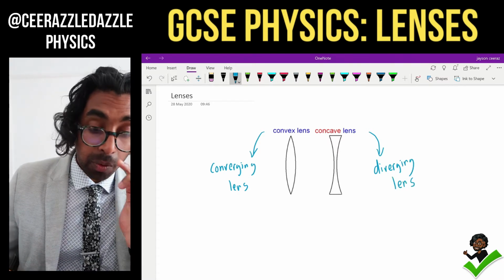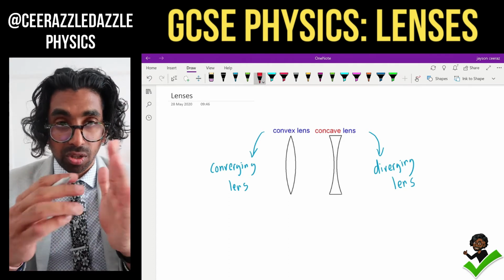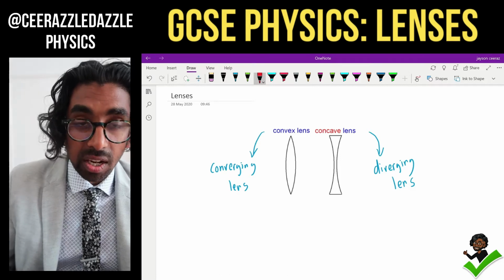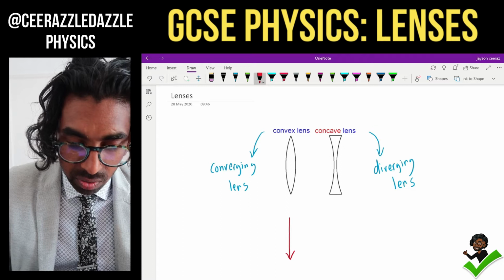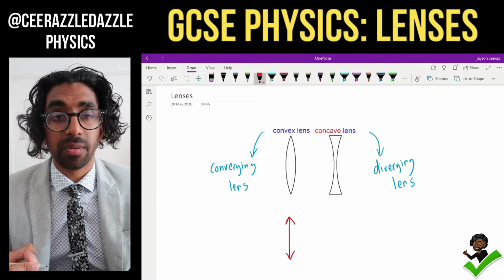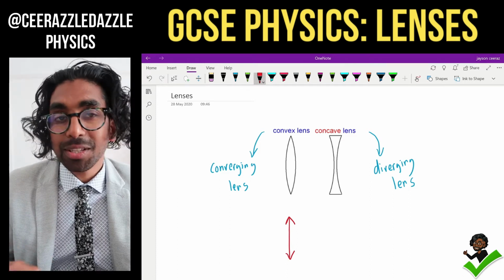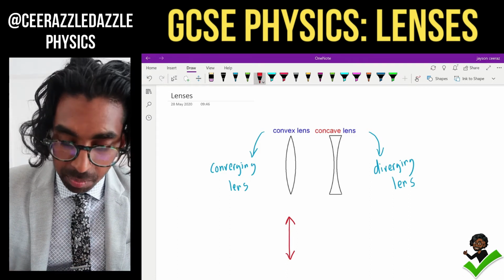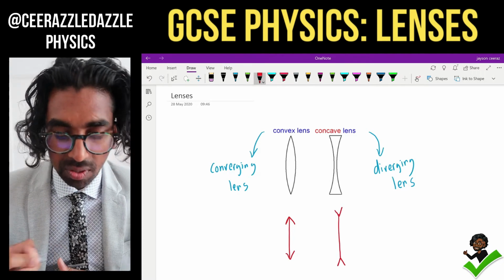Okay, so symbols. Rather than actually drawing these lenses out each time, I can use symbols to represent them. A convex lens, or converging lens, I can represent with the following symbol. It's a line with the arrows pointing away from each other. And a concave lens, which is a diverging lens, is roughly the same, but look carefully at the arrows. They are now pointing inwards.